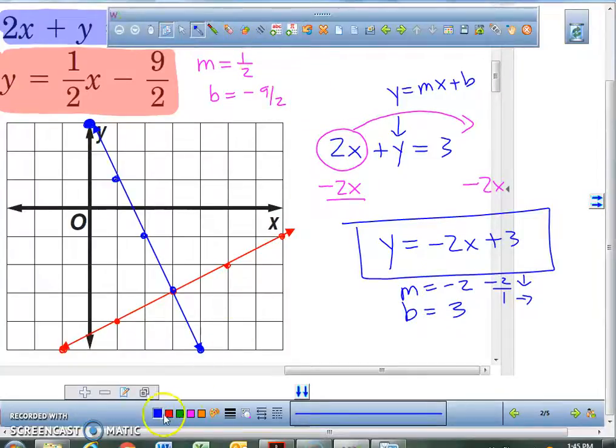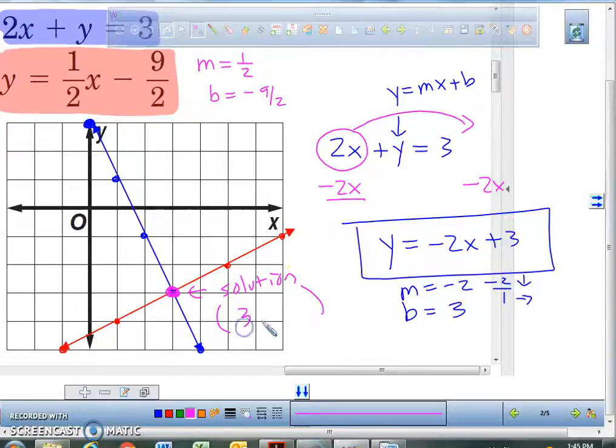And you guys should be able to easily see your what? Your solution right there. The solution, 3, comma, -3. 3, -3. There's my x. There's my y. There's my solution. Graph the 2 lines. See where they cross. Write the ordered pair. That's your answer. Good luck with it.